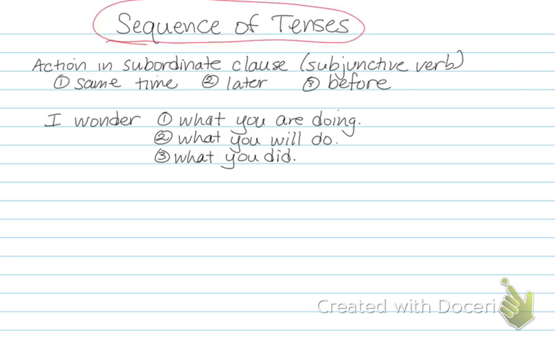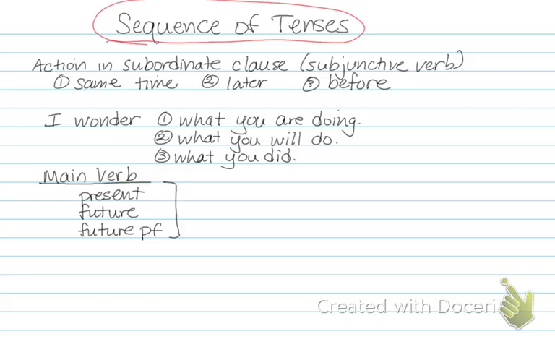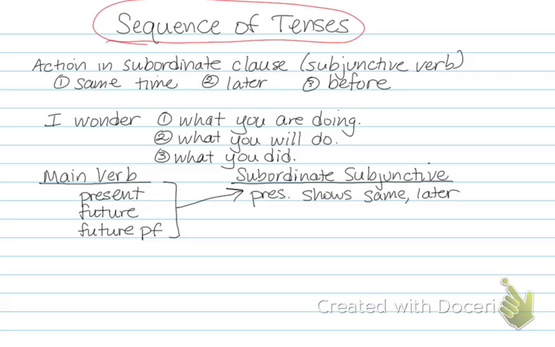So our sequence of tenses rules states that if our main verb is in the present tense or either future, the future or the future perfect, then if we want to show something that happens at either the same time or later, we can use the present subjunctive for either one of those. That means that in this instance, Latin is ambiguous as to whether the action of the subordinate verb is happening at the same time or after the action of the main verb. If we want to show something that happens before the action of the main verb, then we use the perfect tense.